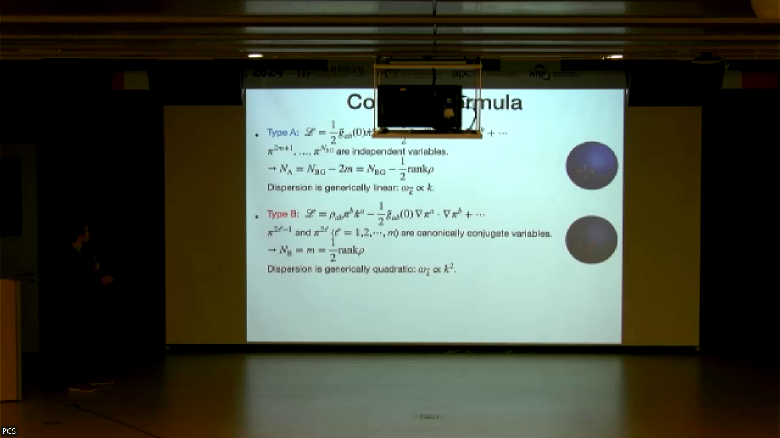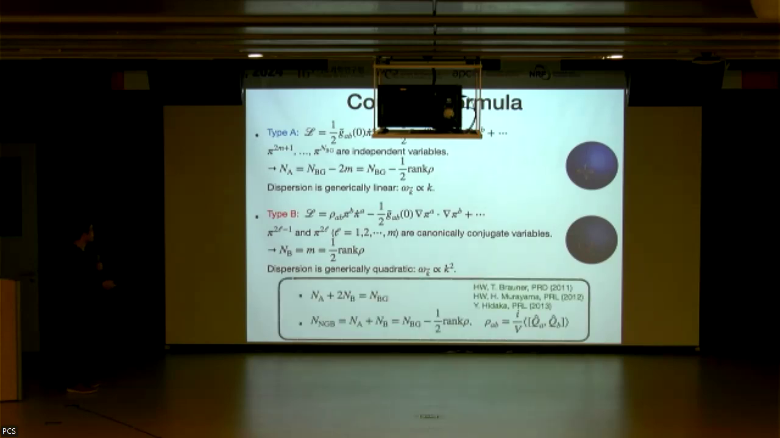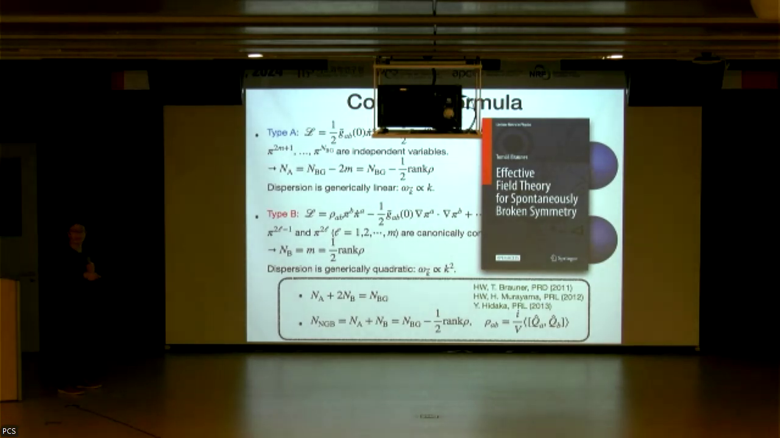And by counting the number of type B Goldstone bosons, I find it is precisely given by half of the rank of the matrix rho. And the dispersion is quadratic in general in this case. So by combining these results, we obtained this counting formula. This was almost the first PhD project I did during my stay in Berkeley with Thomas, who is the organizer of this workshop, and with Hitoshi. Also, Hidaka-san, sitting in the audience, did independent work deriving the same formula. And I think this kind of situation is nicely written in a recent book by Thomas.